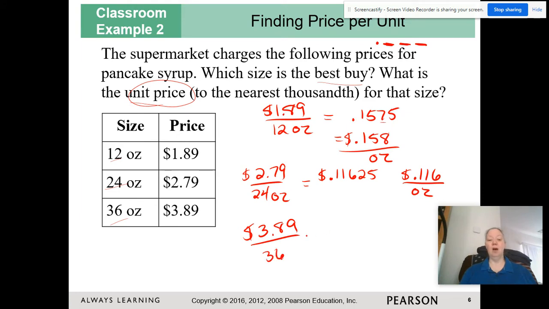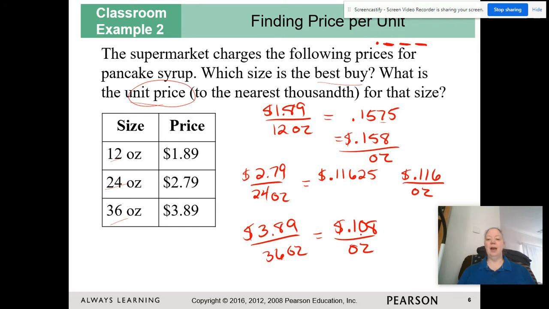And they're required by law to have them, because grocery stores actually used to try and trick people into paying more so they would have more profit. All right, so 3 decimal places, 108. Okay.